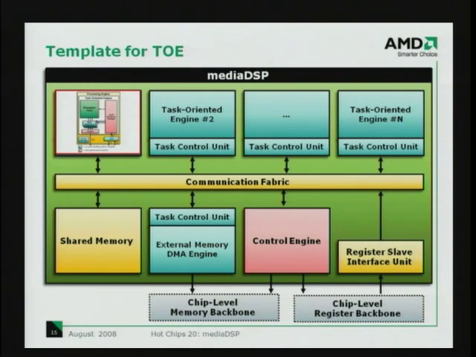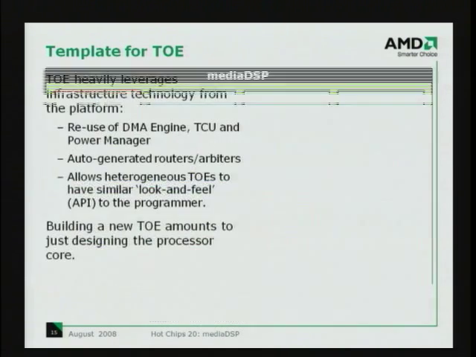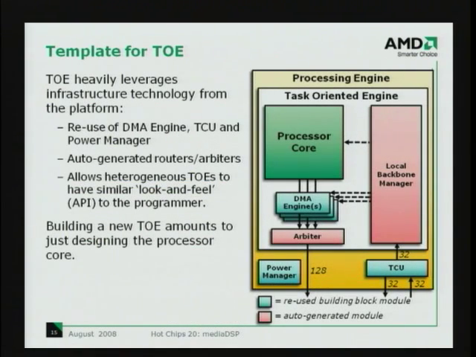So going back to the block diagram a little bit, I want to push down into some of the detail of what's inside one of these typical task-oriented engines. We developed this concept of a template for a task-oriented engine. The unique function of the task-oriented engine is embodied in the processor core that's shown in green here. And then the surrounding blocks are common to every one of the task-oriented engines.